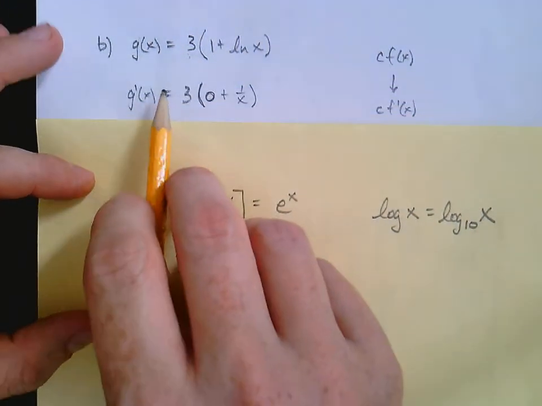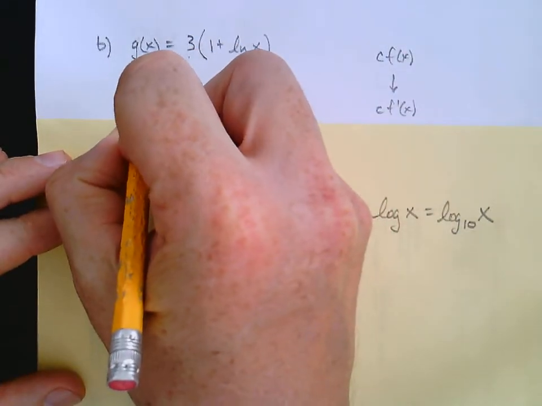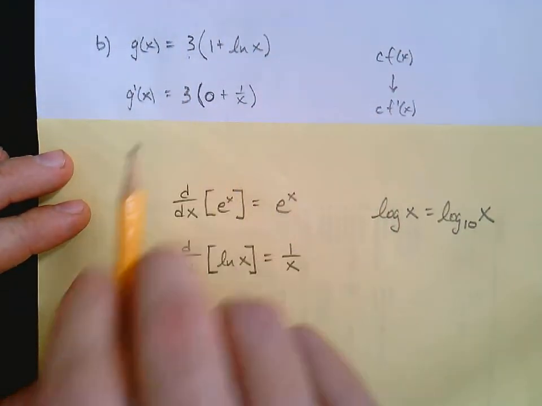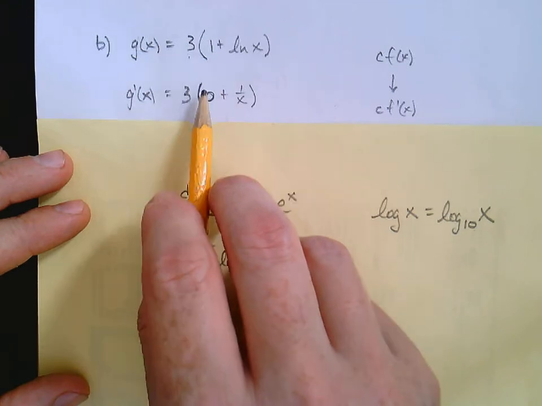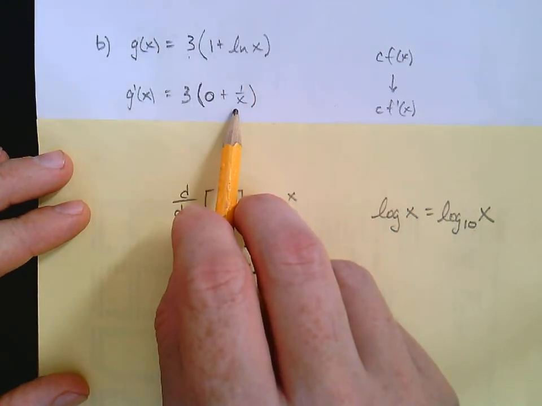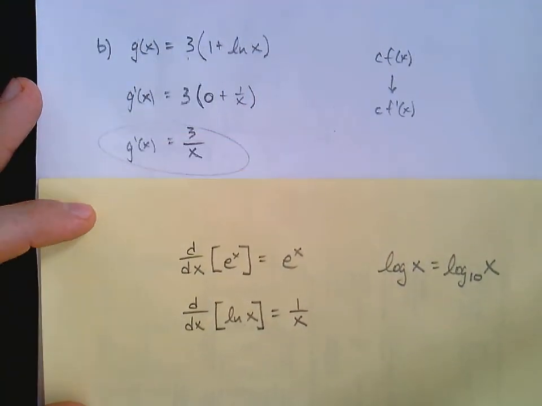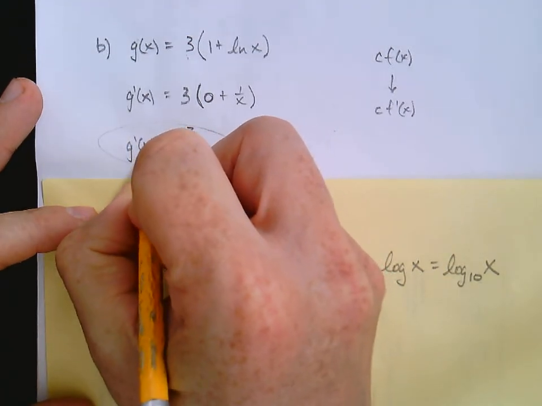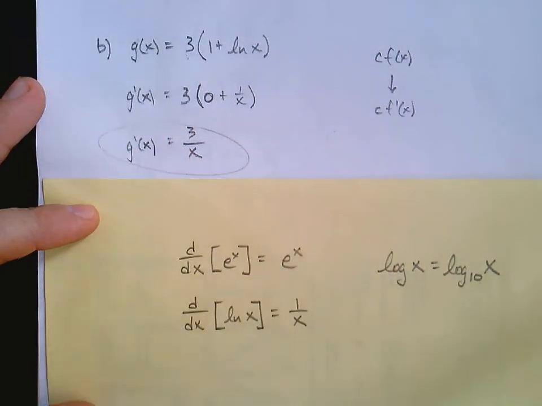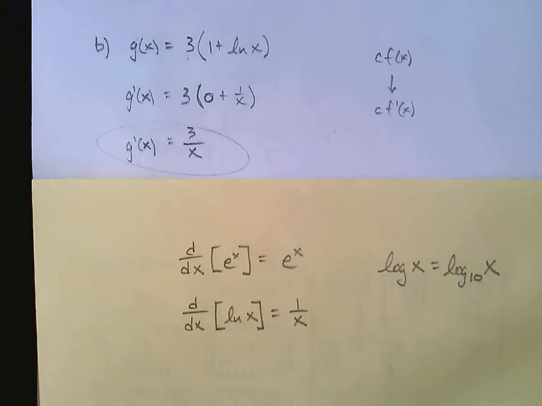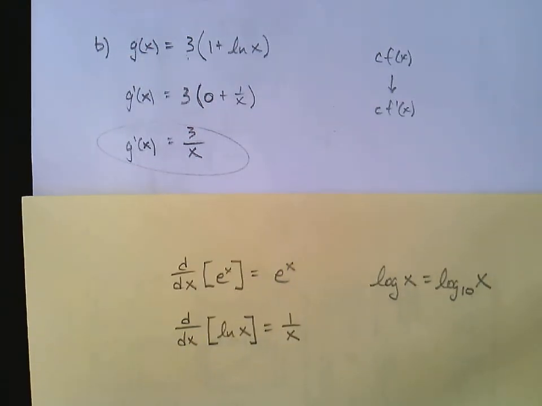So g prime of x, we can go straight for it. The 3 carries down. And the derivatives are 0 plus 1 over x. And then we could write our final answer. We're going to get this same answer no matter how we do it. 3 over x is our answer here. Okay. Hey, that's 3.2.